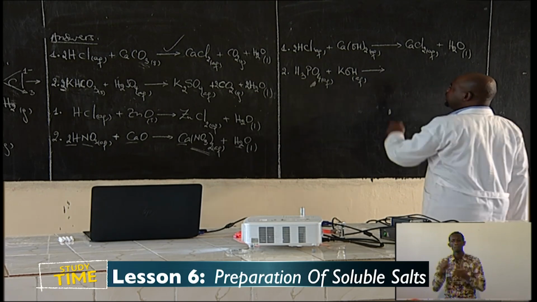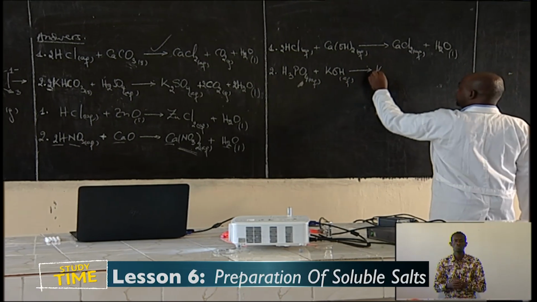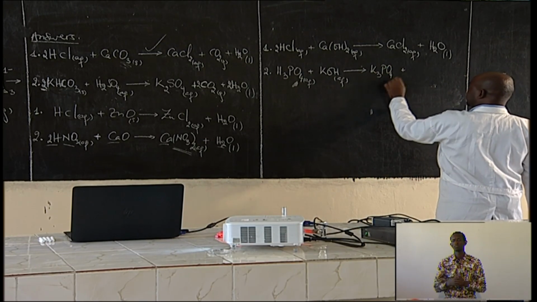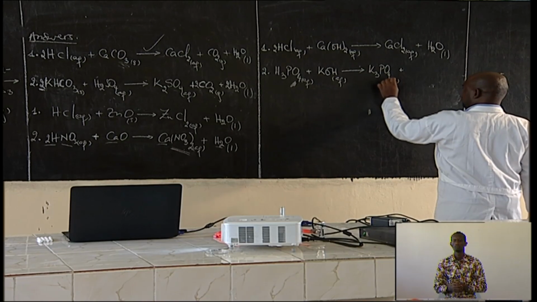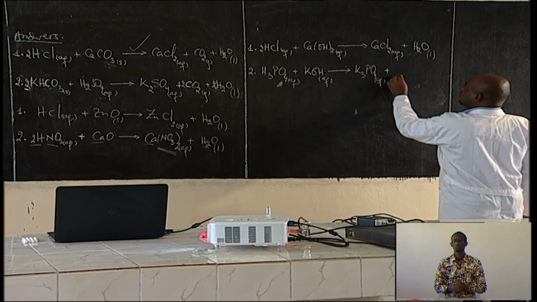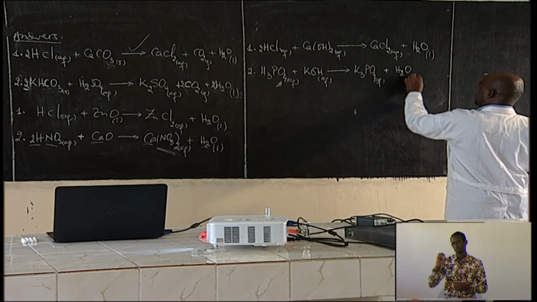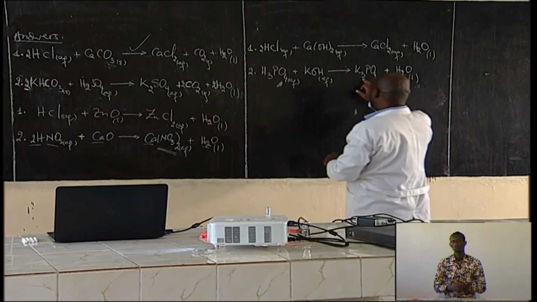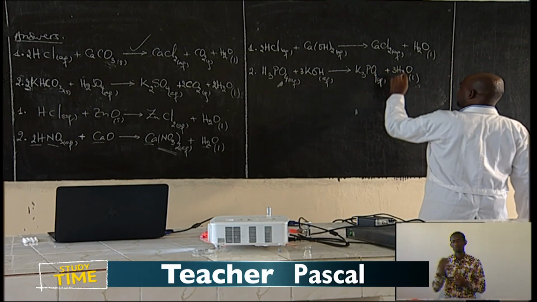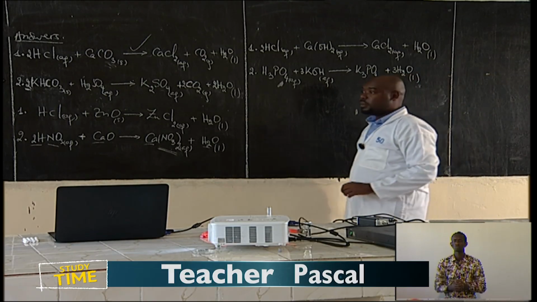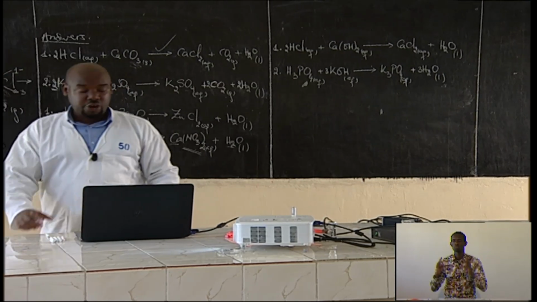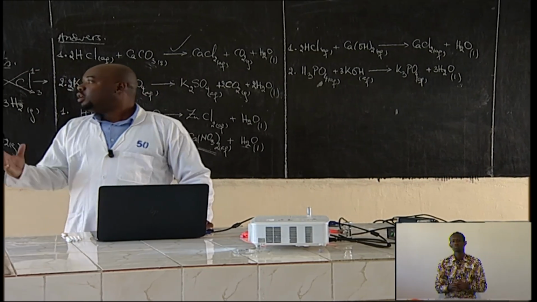And what do we produce? We produce potassium phosphate plus H2O. We have 3 potassium, so we put 3 here. And then we have 3 moles of water. And we are done with the common methods we use to prepare soluble salts.